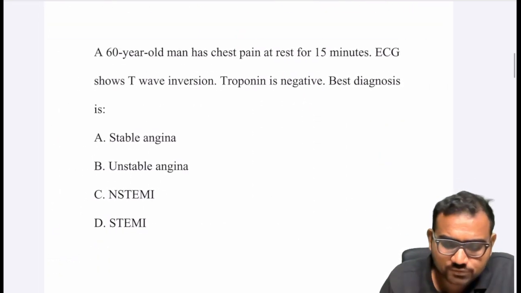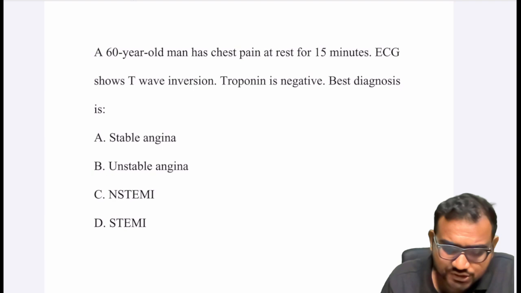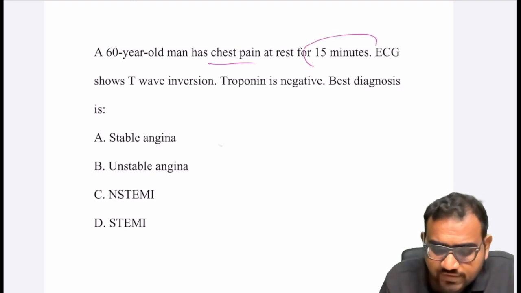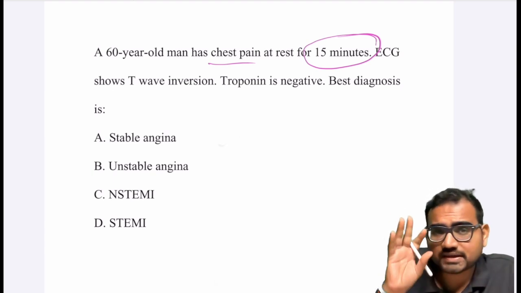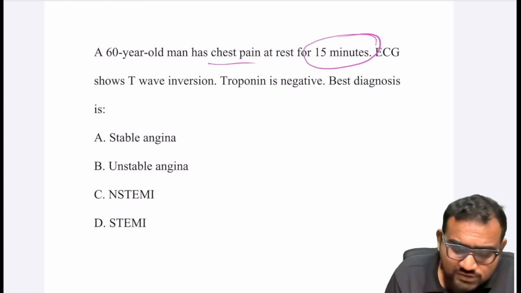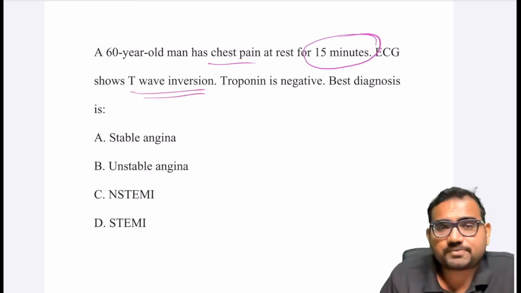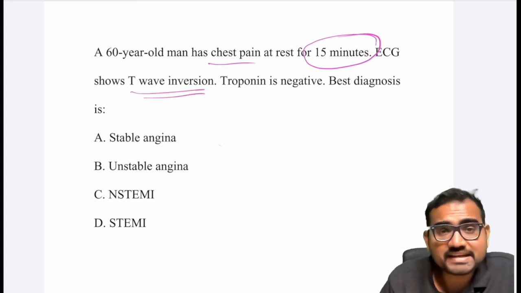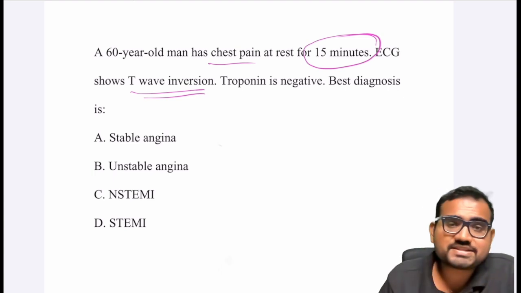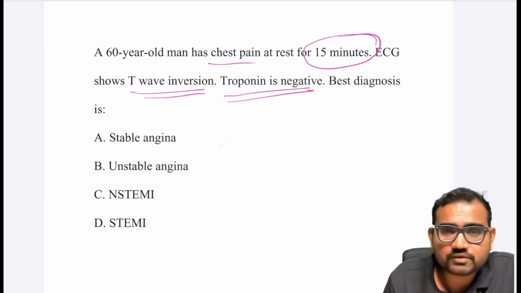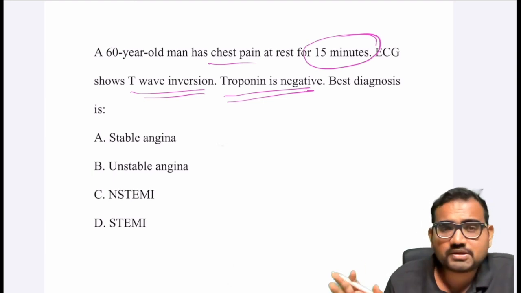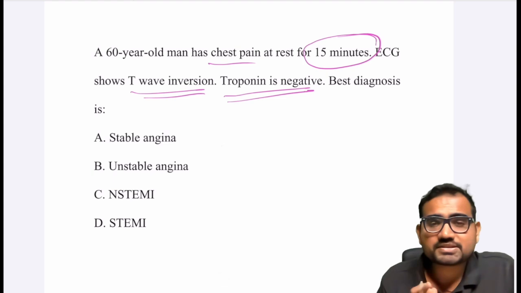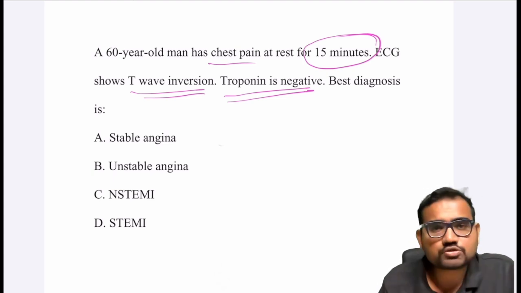So moving on to the next MCQ, a 60-year-old man has chest pain at rest for 15 minutes. So less than 10 minutes is stable, 10 to 20 minutes is unstable angina. So I'll just try to fix unstable angina in my mind. And if you see the ECG, there is T wave inversion. So ST depression and T wave inversion are features of unstable angina. And again, troponin is negative, so it cannot be non-ST segment elevated myocardial infarction or ST segment elevated myocardial infarction. It can be either stable or unstable angina. Stable angina is less than 10 minutes, but this goes for 15 minutes.